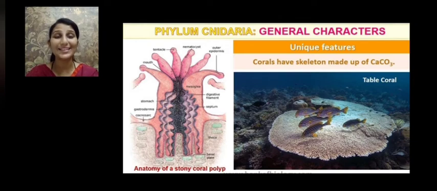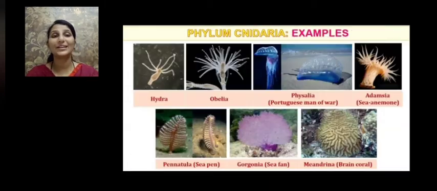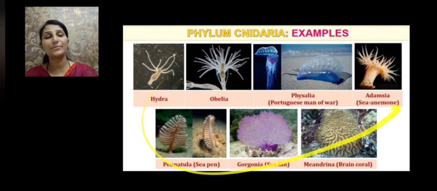And in addition, there's a last unique feature, that is the corals. They have a skeleton made up of calcium carbonate. We would have surely seen corals in our aquarium, and this coral is nothing but the phylum Cnidaria or coelenterates, in which the body is covered by calcium carbonate. Now let us see a few examples of cnidaria. They are hydra, obelia, physalia, adamsia, then the brain coral, which is called Meandrina, the sea fan, which is called Gorgonia, and the sea pen, which is called Pennatula. So these are the different examples of phylum Cnidaria.